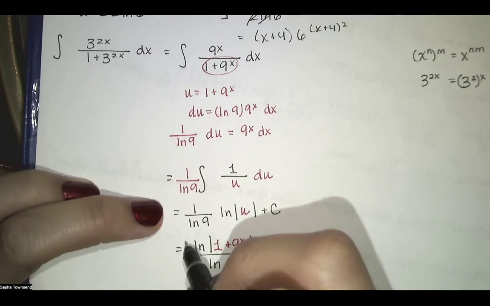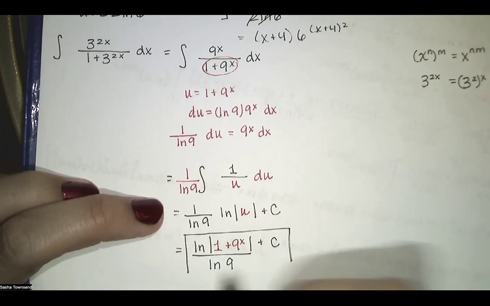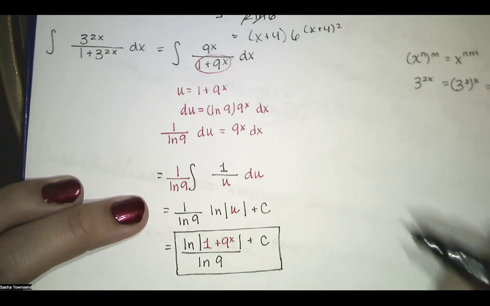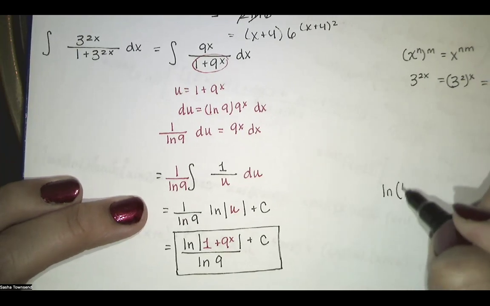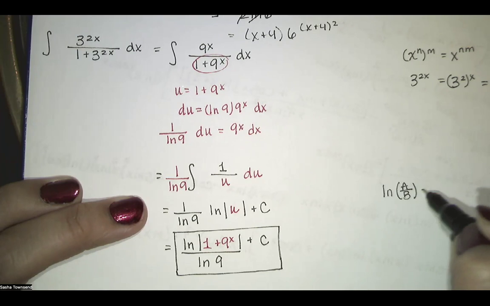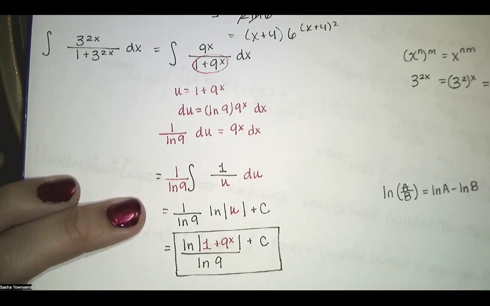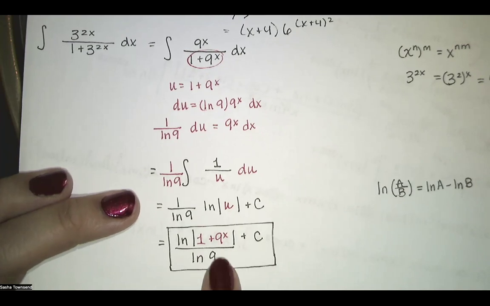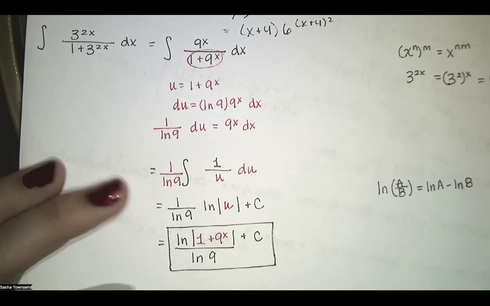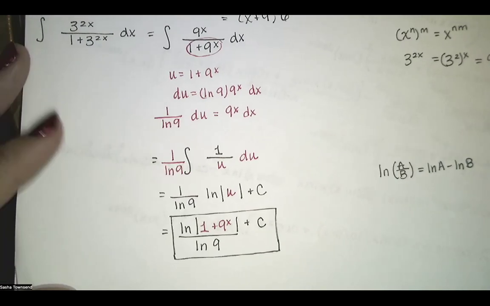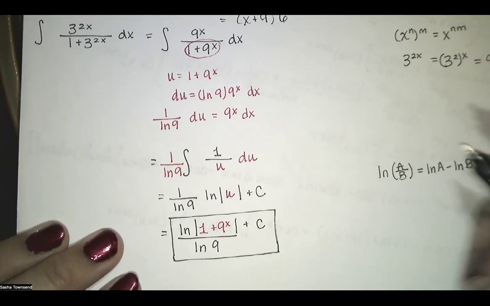Now, it is very tempting to sort of make up a logarithmic rule here, but don't do it. There is a rule, log of a divided by b, that is log of a minus log of b. But there is no rule for log of a divided by log of b. Well, actually, there is one. It's a change of base formula. But I don't know that we want to do that.